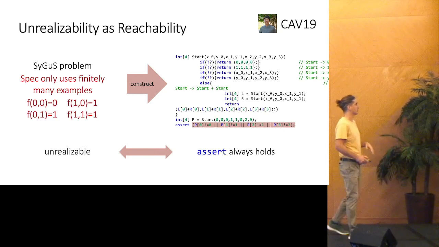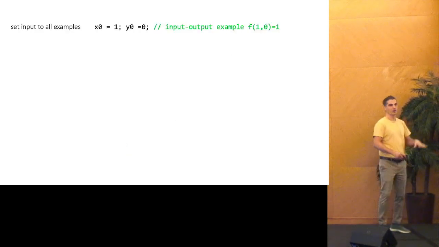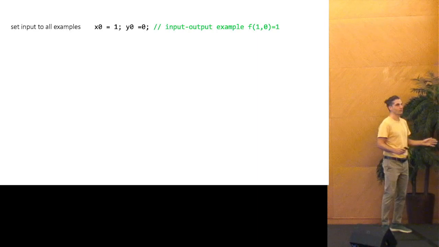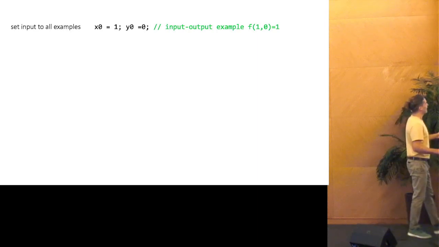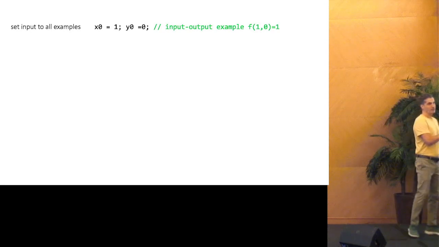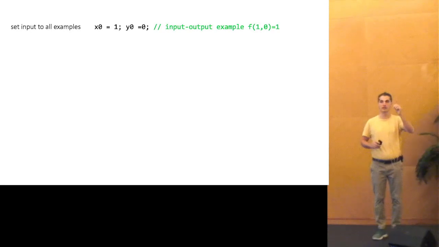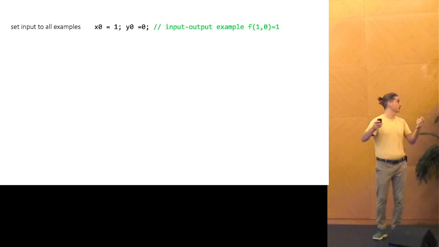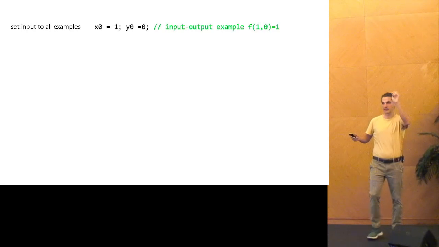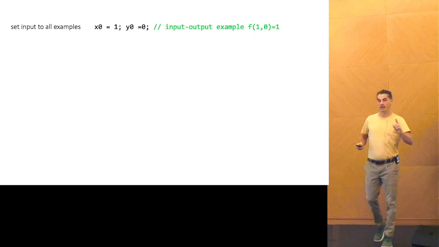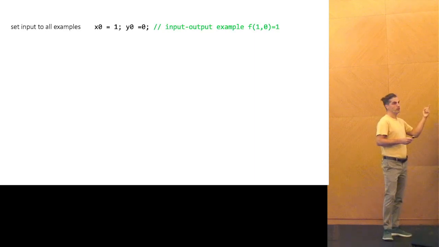OK, let's look at the idea. The whole paper is in one slide. Well, one plus a few more on why it doesn't work. So I have my inputs. In this case, there is one input. I want to show that on the input 1, 0, I want to check whether there exists a program that can output 1. So I'm going to start with one example, and I'm going to put that example in 2 variables, x0 and y0.